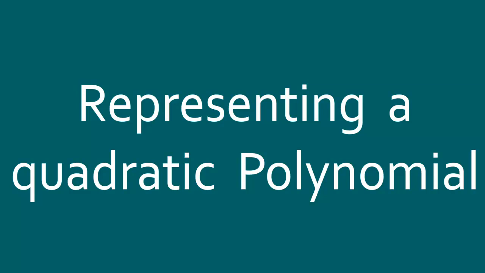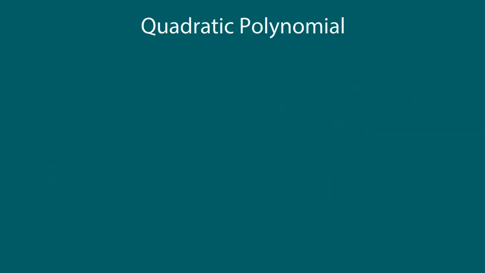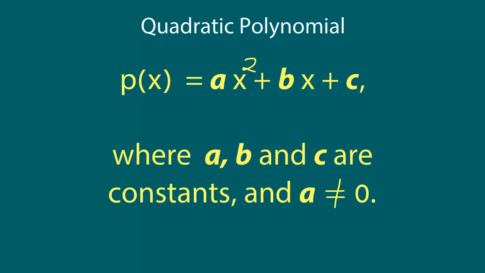How do we represent a quadratic polynomial? We typically represent a quadratic polynomial in variable x in this form: ax squared plus bx plus c, where a, b, and c are all constants, and a, which is the coefficient of x squared term, cannot be 0. So this is how we represent any quadratic polynomial. Now, if we have a quadratic polynomial in variable y, then we will simply replace x with y, right?